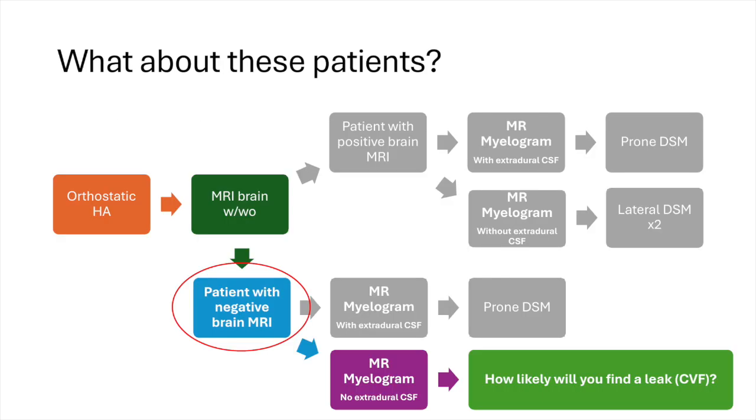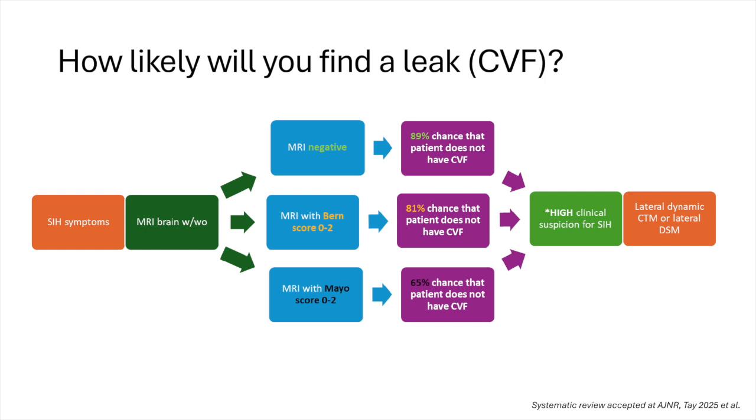So back to the original question, what about these patients with a negative brain MRI? If there is no extradural fluid collection, what's the likelihood of finding a CSF venous fistula? So in the end, we found that if there was an entirely negative MRI, there was an 89% chance the patient does not have a CSF venous fistula. If it was a Bern score of 0 to 2, it's an 81% chance. And if it was a Mayo score of 0 to 2, it's a 65% chance that the patient did not have a CSF venous fistula. However, while this is a very good negative predictive value with an entirely negative MRI, if there's still high clinical suspicion of SIH, we would still recommend proceeding with the lateral decubitus dynamic CTM or lateral DSM.